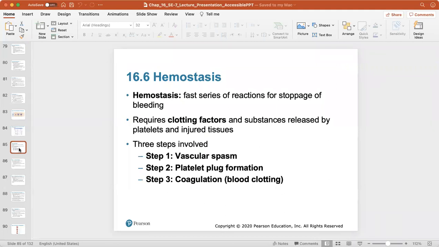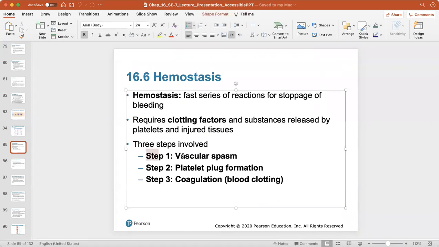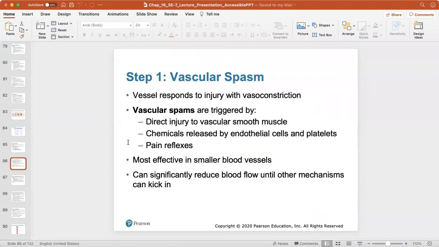Hemostasis is the fast series of reactions for stoppage of bleeding. This requires clotting factors and substances released by platelets and injured tissues. There are 3 steps involved in hemostasis: the vascular spasm, the platelet plug formation, and then the coagulation, or blood clotting. You don't need to know specifics of each step, but you should know what is involved in each step because this is very important in forming blood clots.